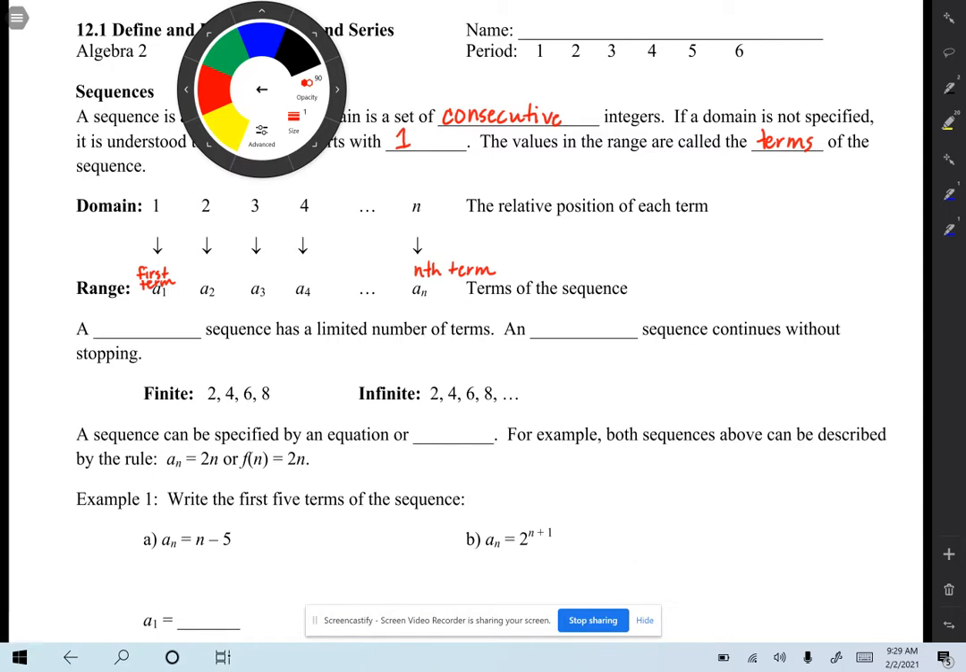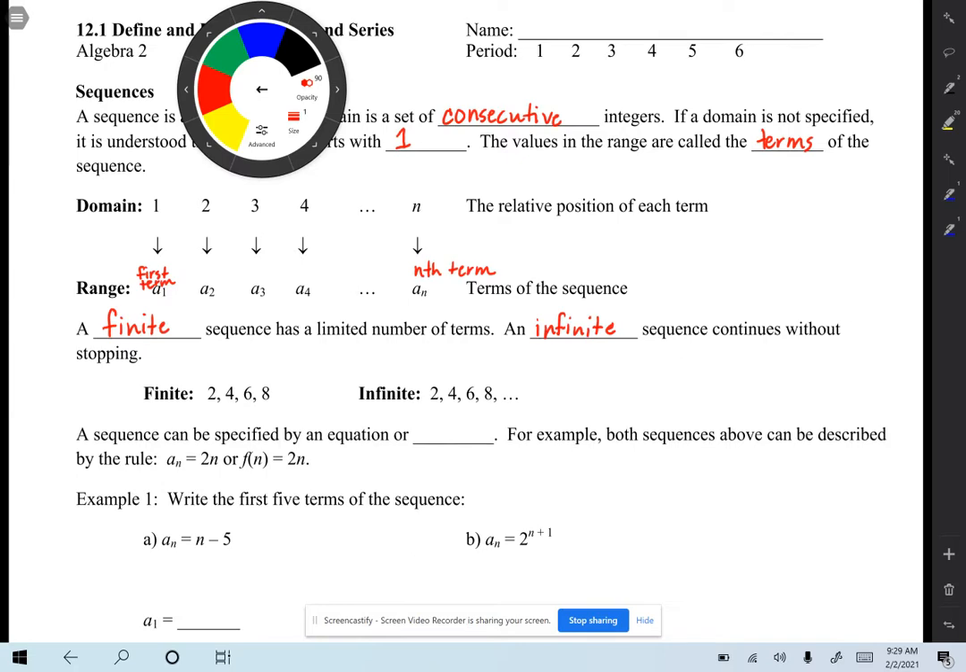A finite sequence has a limited number of terms, so it has a beginning and an end. So if you look below, 2, 4, 6, 8, it ends there. There's no 10, 12, and so on. When you have the "and so on," you have the 3 dots after the sequence. That type of sequence is called an infinite sequence. An infinite sequence continues without stopping. So it has a starting point and then keeps going, but you recognize a pattern.